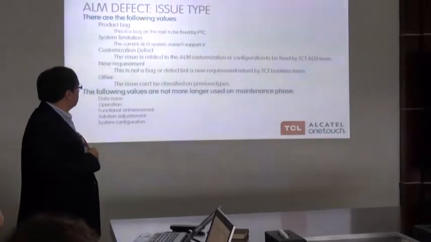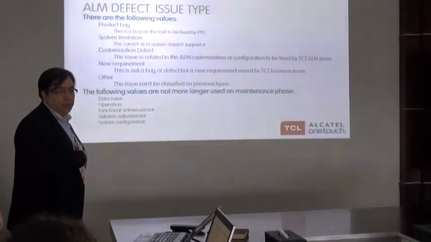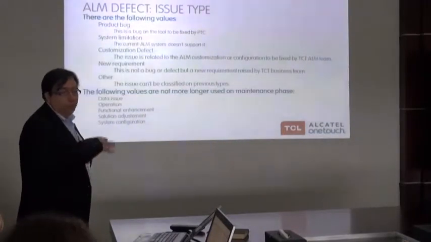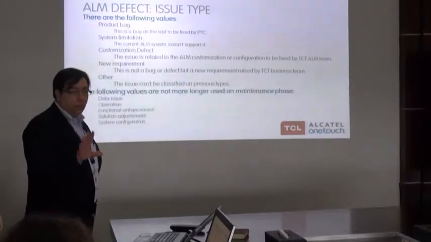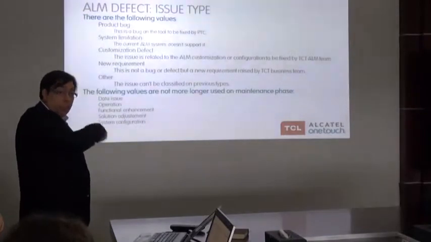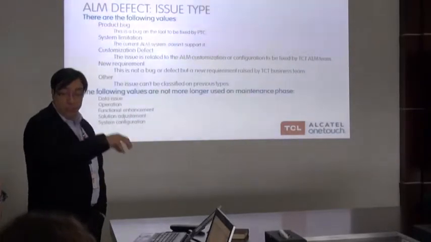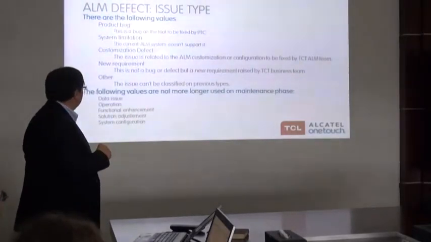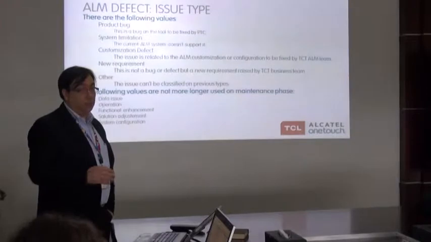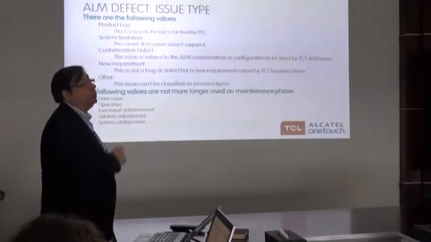If this is something that we can fix in our team here in TCT, we will put customization defect. Again, if you don't know this, don't worry, you can put product bug. But if you see your defect has this value, somebody changed it to customization defect, that means we can fix it by ourselves here in IT. Okay? New requirement, this is very important. If the issue is not related to a defect, not related to a problem in the tool, and it's a new thing that you want to implement, please put new requirement.